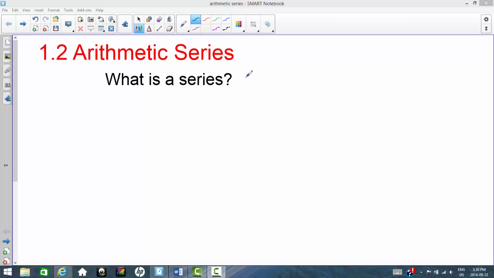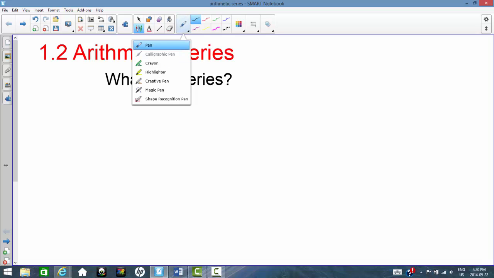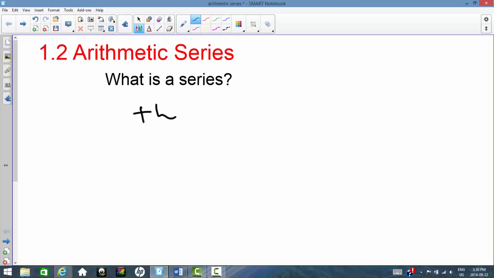Hi there. Today we're going to talk about arithmetic series. So you might remember from the last lesson that we did talk about what a series is. A series is the sum of a sequence. So it's the sum, so adding up a sequence.